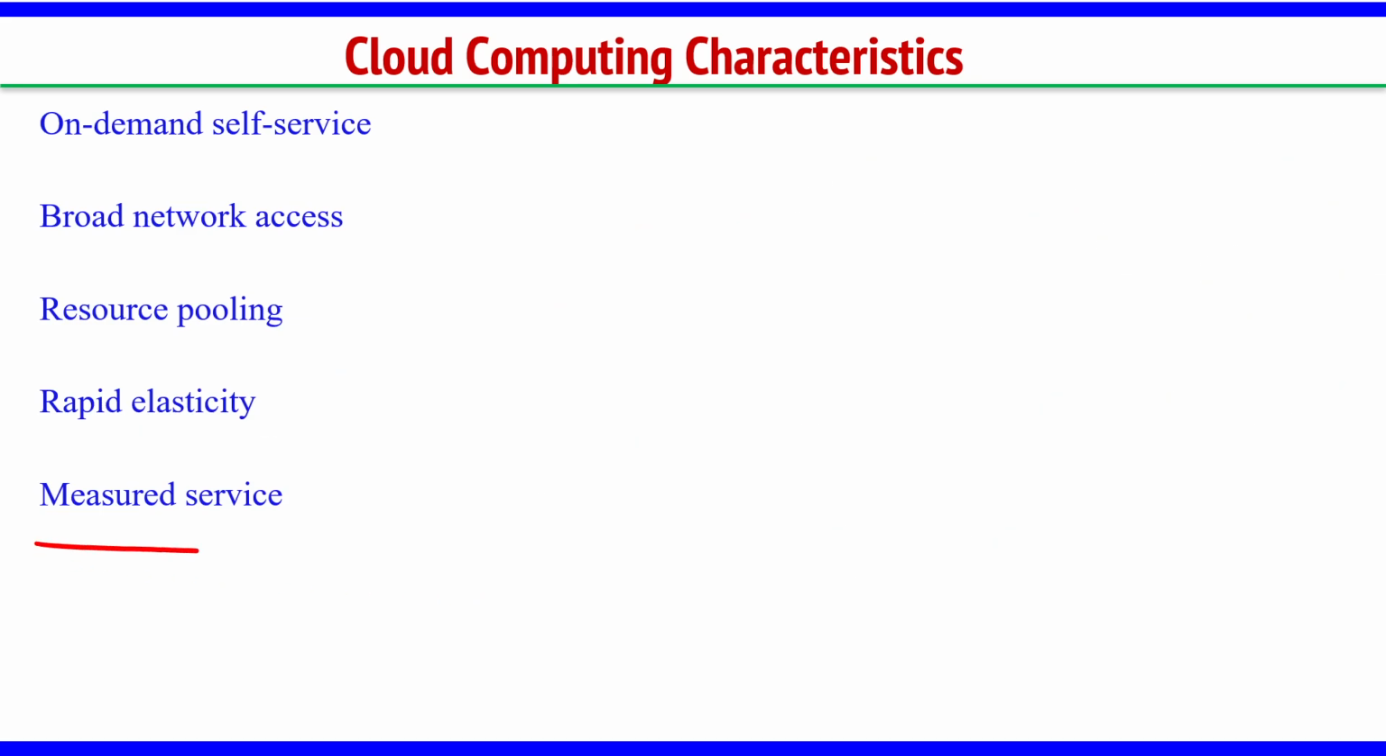Then the final one is measured service. Everything is measured properly based on your usage only. We are charging, right? So every service is nicely measured, and it is billed properly based on your usage. When you are using it, only for that you need to pay, otherwise you need not pay, right? So that is about these five important cloud computing characteristics.